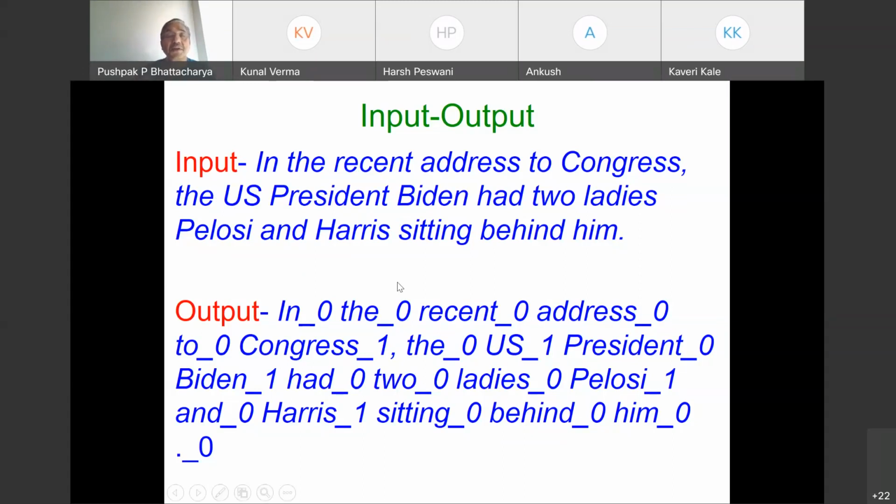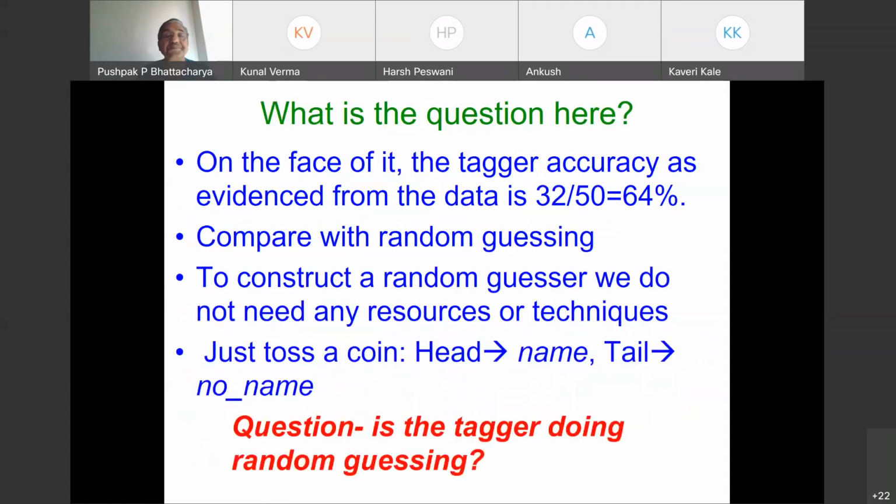So you should have 111 there. Okay, so let's not worry about the named entity property as such, but look at how hypothesis testing and test of significance is done. So this is the input-output situation. So again, going back to the question, on the face of it, the tagger accuracy as evidenced from the data is 32 by 50, which is 64%. So emphasis is on data.